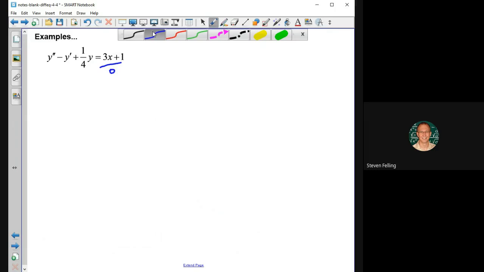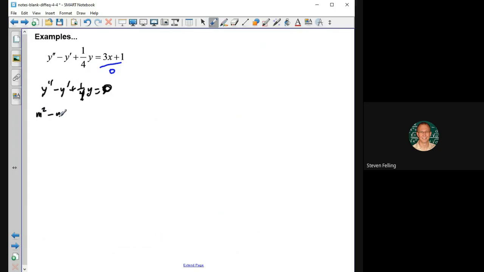So let me go ahead and do that. If we have y double prime minus y prime plus 1/4 y equals 0, this one is linear, right, with constant coefficients. So I could use the auxiliary equation method for solving this. I could say, all right, m squared minus m plus 1/4 equals 0, right, which happens to factor into m minus a half times m minus a half equals 0.